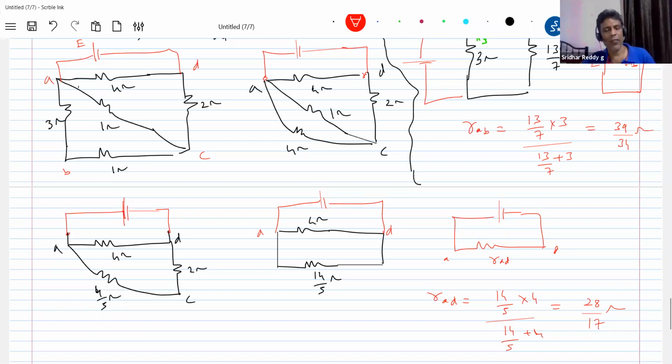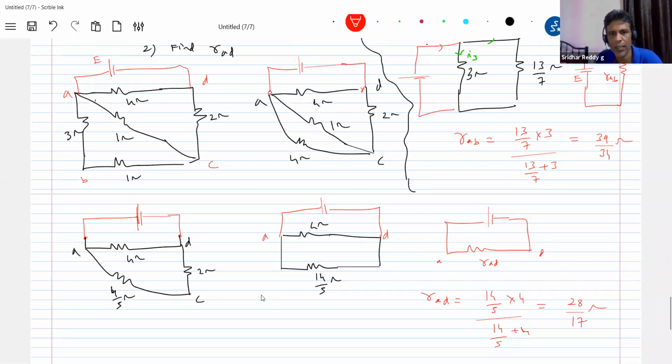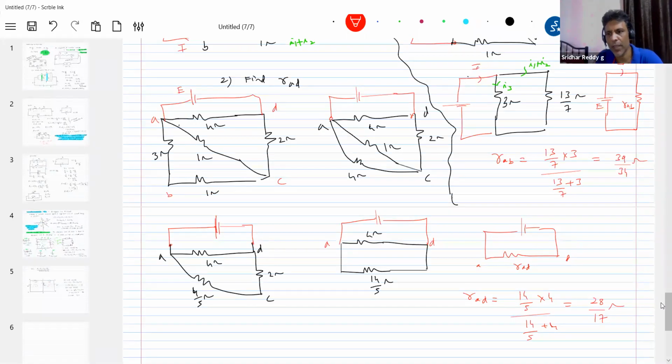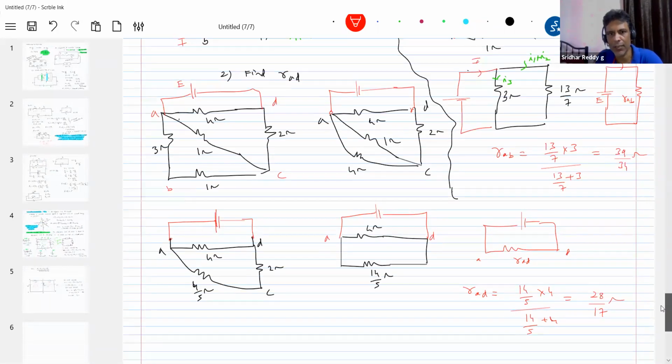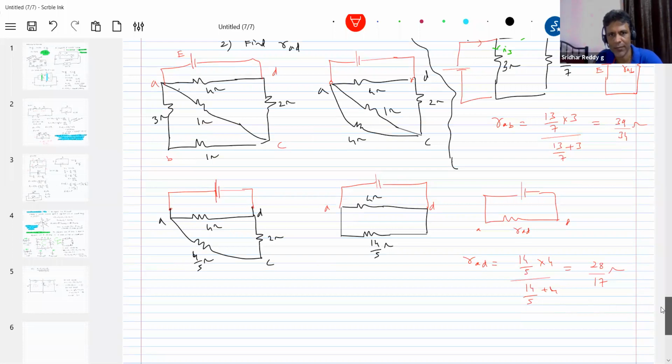Like this, we can find effective resistance across any two points: B, C, C, D. It can be determined. So there's one way to identify series and parallel. Across the terminals where you are finding the resistance, from there you have to introduce a cell and push a current.